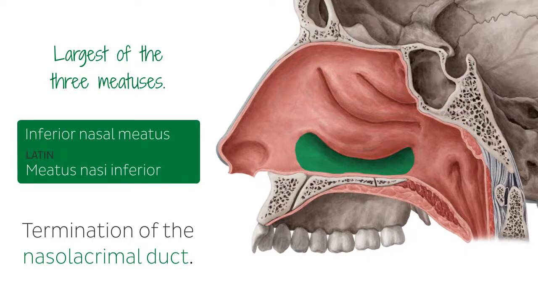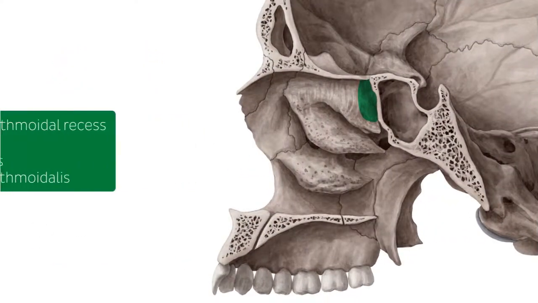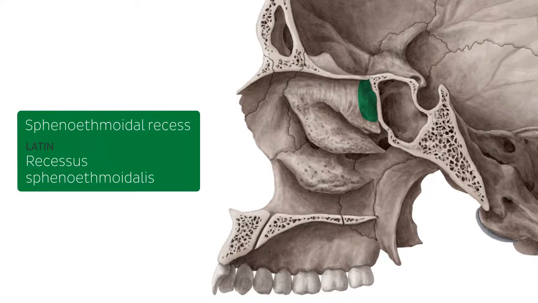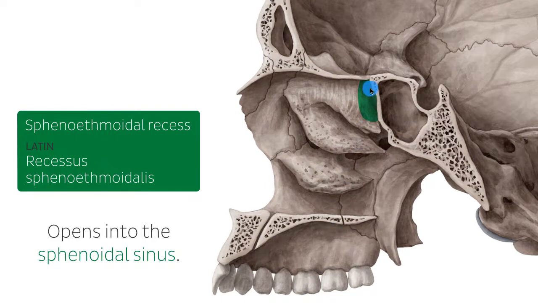There is a fourth air passage that we can see in the nasal cavity, and that is the sphenoethmoidal recess. This recess opens into the sphenoidal sinus and is situated superiorly and posteriorly to the superior nasal concha.